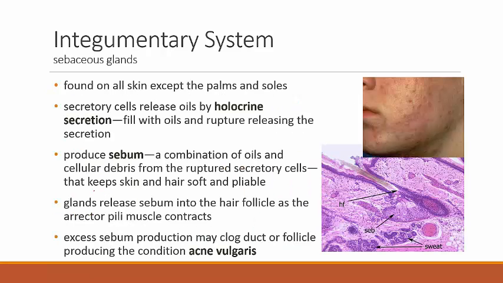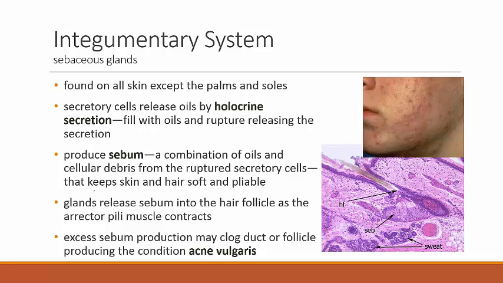Okay, so next we'll talk about the sebaceous glands. Sebaceous glands are found everywhere on the skin except for the palms and the soles. They are generally associated with hair follicles, and the secretory cells here release their oils by a process that, if you remember back when we talked in Chapter 5, is known as holocrine secretion.